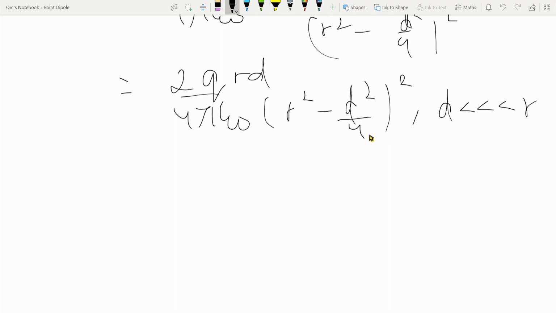And we apply this assumption because we assume it to be an ideal dipole, and in that case, we take the limit as d tends to 0. So d is always going to be much smaller than r. Keeping that in mind, we can basically assume this d square by 4 to be 0. Or a more rigorous treatment would take r square out of the bracket, and then d square by r square would be 0. But the end result is the same thing.